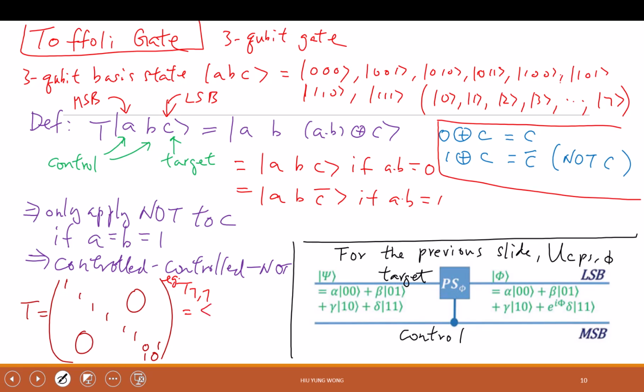Bra 7, T, ket 7. Yeah, a little bit confusing, 7, right? But what is 7? 1, 1, 1, right? But what does T apply to 7 give, based on what we have learned? 1, 1, 1. T applied to 7 is what?